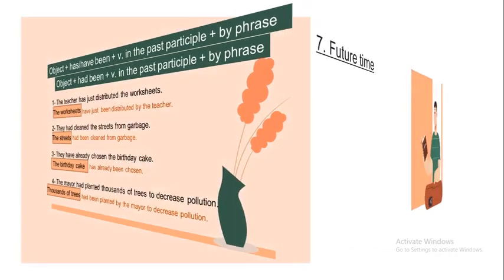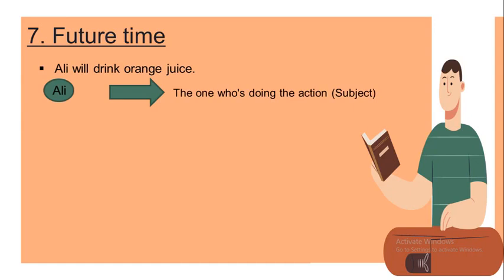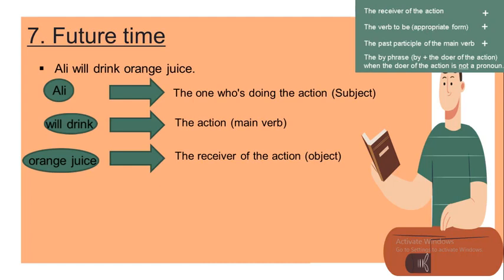Now let's see the passive voice in the future time. Ali will drink orange juice. We'll start by labeling the parts of the sentence. Ali is the doer of the action. Will drink is the main verb, and orange juice is the receiver of the action. By following the same general form of the passive voice, we will start by orange juice, which is the receiver of the action.